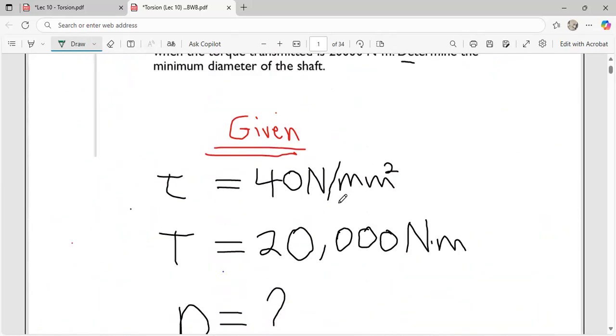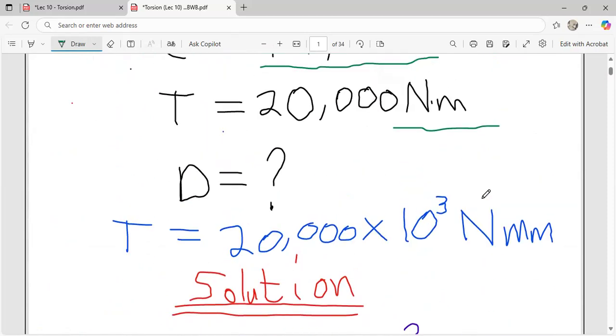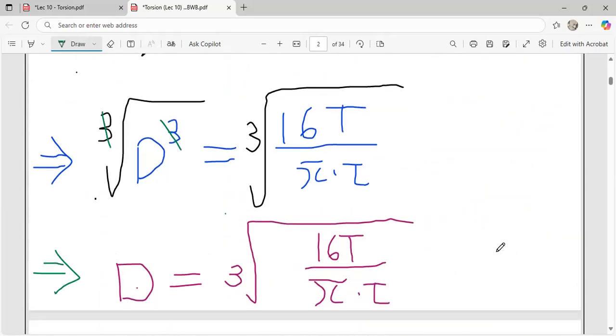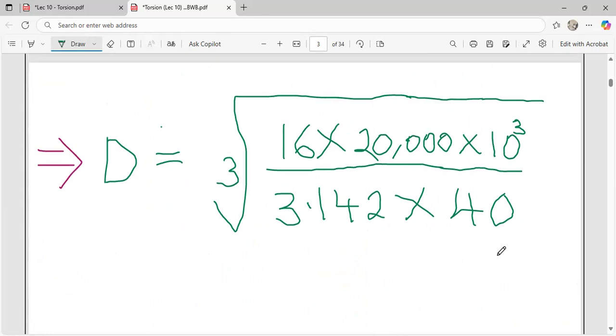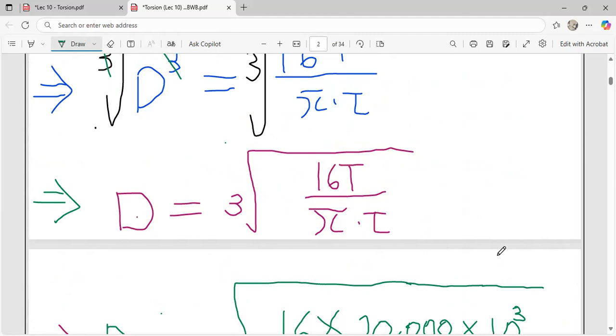Because this guy is in Newton mm, this one is also supposed to be in Newton mm before you can use it to solve your work. That is why I changed it into this, to be able to use it to solve the problem. From here, it's just a matter of punching it into the calculator to make life easier.